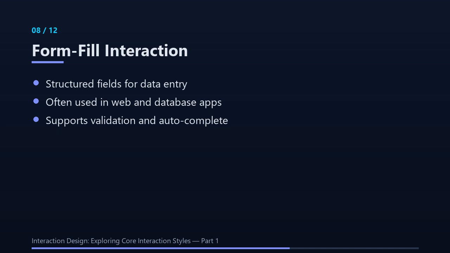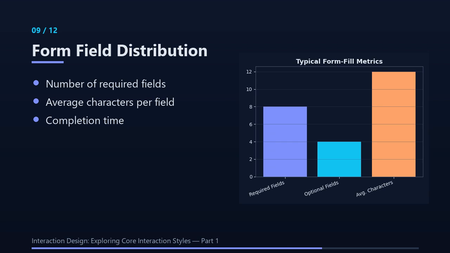However, long forms can be intimidating, and users may abandon the process if they perceive it as too burdensome. Good form design therefore balances the need for comprehensive data with a clear, progressive layout. Consider a typical registration form that asks for 8 required fields, such as name, email, and password, then 4 optional fields like a secondary phone number.